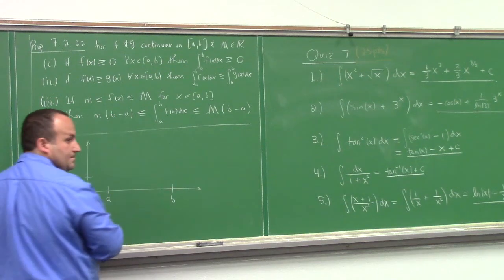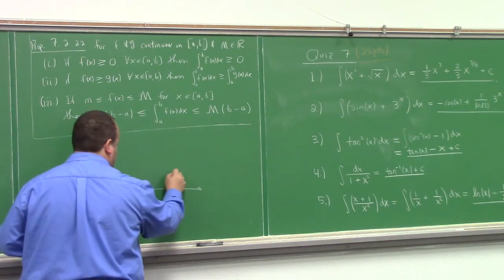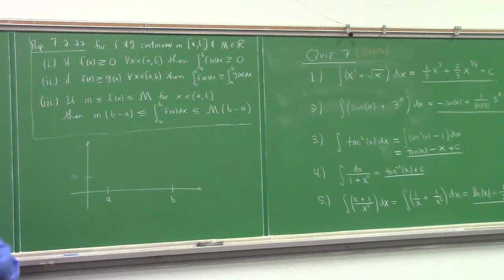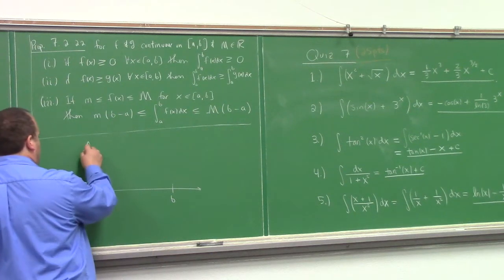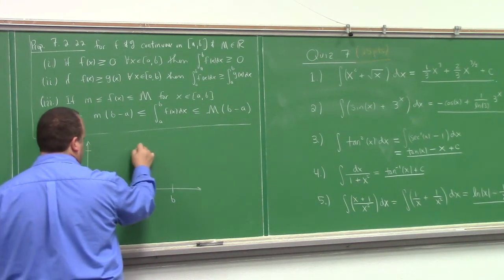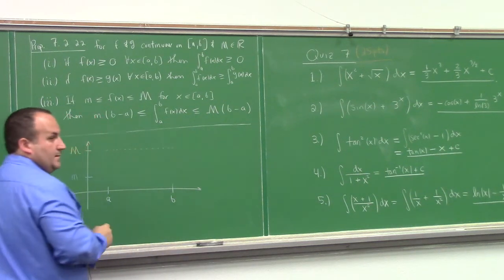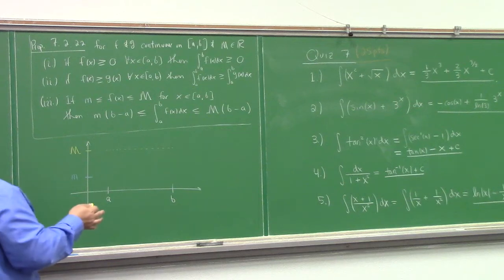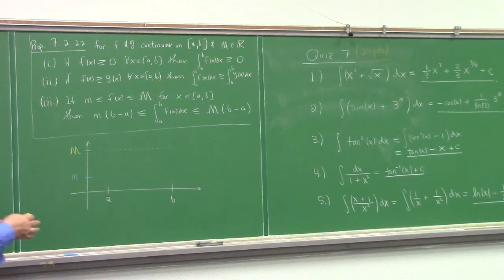All right? y equals little m is like here. And then y equals big M is an upper bound for the function. It's up here, right? So, all right, so let's think about geometrically, what are the things that are here?